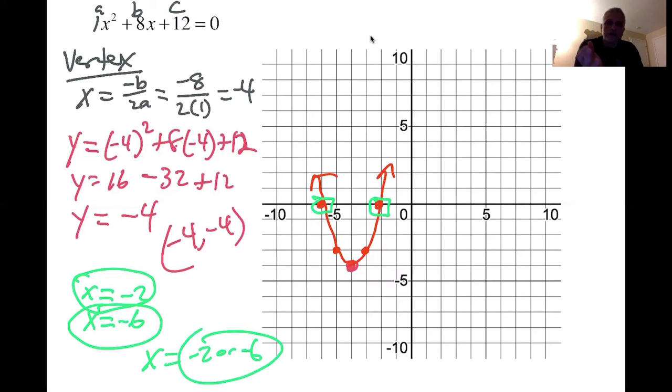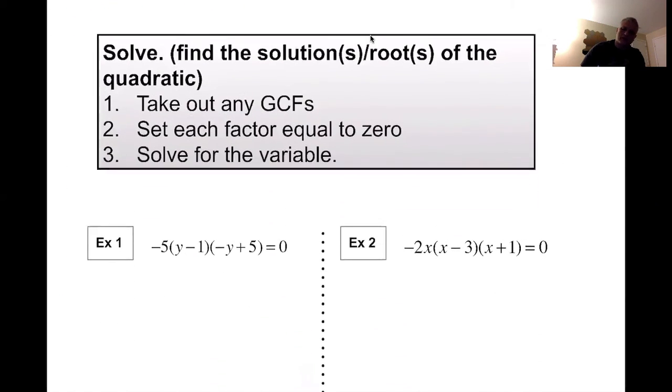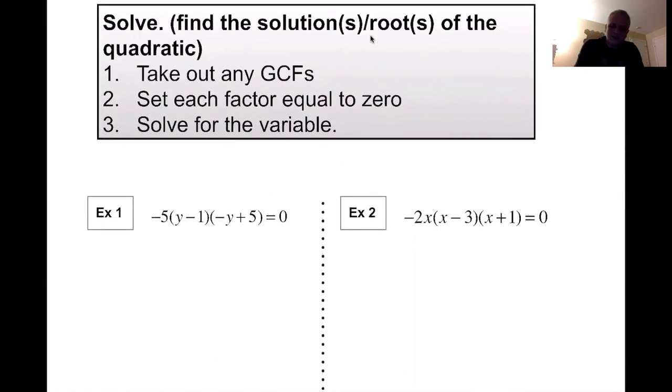So we're just taking what we did in the previous day's notes, and we're just saying, we can find roots from that. We're not doing anything new other than just discovering where these zeros are. Now let's go to finding the solution or roots of a quadratic. This is stuff that we touched on in 8F when we took the GCFs out.